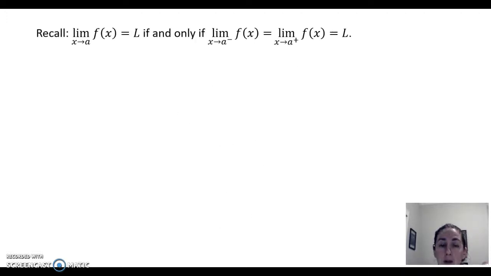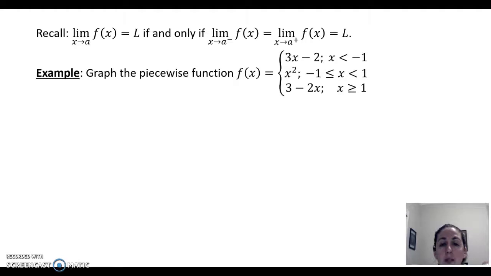Now, one of the things that we've already talked about in previous lectures is that the limit as x approaches a of f of x is equal to L if and only if the lower limit and the upper limit are the same and they both equal that real value L. So where is this going to come into play? When we start talking about things like your piecewise functions.